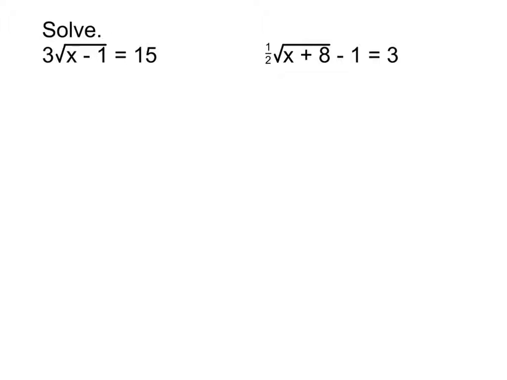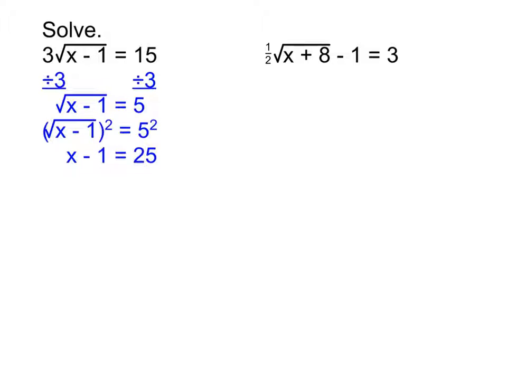So for that first one, again, I got to start by getting the square root by itself. That means I got to get rid of the 3. Since it's 3 times the square root, that means I want to go ahead and divide both sides by 3. And then from there, hopefully fairly straightforward, square both sides to get rid of the square root, then move that 1 to the other side. So we end up with x equals 26. And again, 26 minus 1 is 25. The square root of 25 is 5. 3 times 5, yes, is 15. It does work.